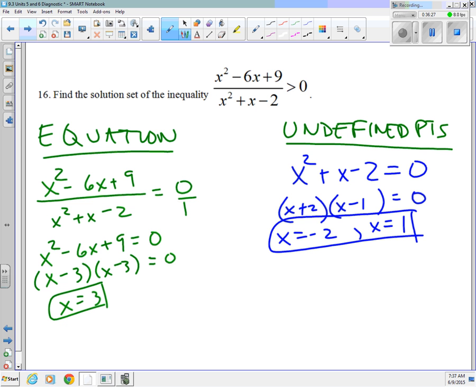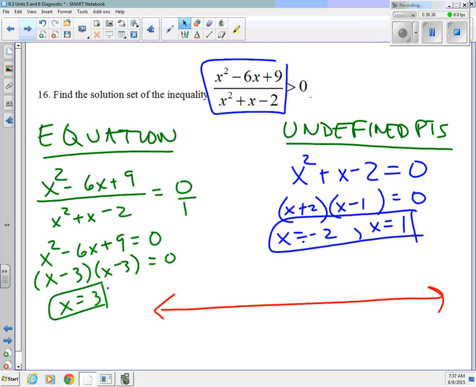Now what I want to do is put these on a number line, because I want to figure out when this quantity is greater than 0. These give me the borders. So I want to put everything on a number line here. And here are the values that go on my number line: negative 2, because it made the fraction undefined, 1, and 3.